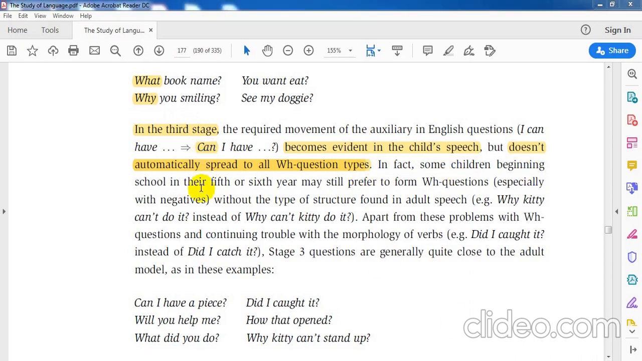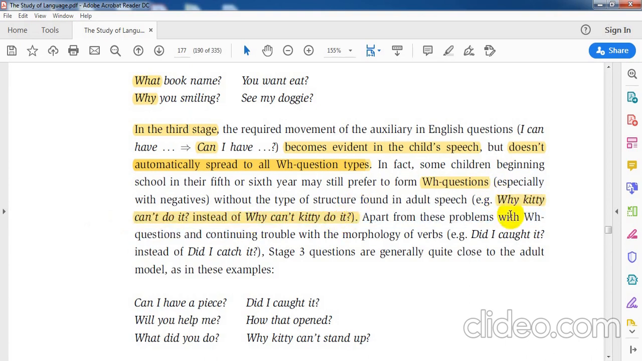In fact, some children beginning school in their 5th or 6th year may still prefer to form WH questions. Why WH questions? Because it is easier for children to use WH questions when raising questions, compared to the use of the auxiliaries and the combination of WH questions with the auxiliaries, without the type of structure found in adult speech. Let's say, why Kitty can't, you see here, this is a very complicated way of using a question.